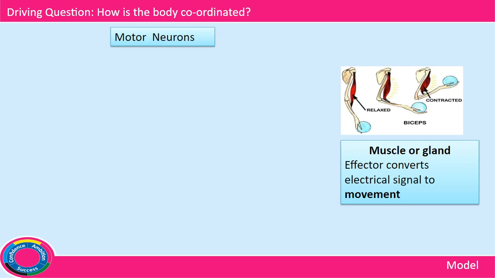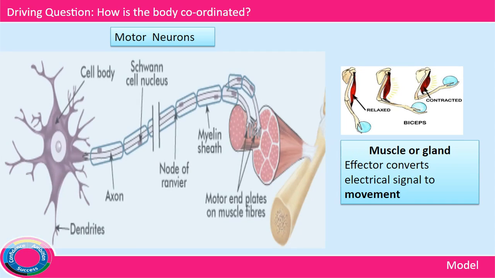Effectors can be a muscle or a gland, and effectors are going to bring about some form of response or movement. As you can see here, you've got an image of the motor neuron, and at the end of this neuron, you've got a muscle. So motor neurons deal with muscles or glands, and they bring about movements, and they are known as effectors.